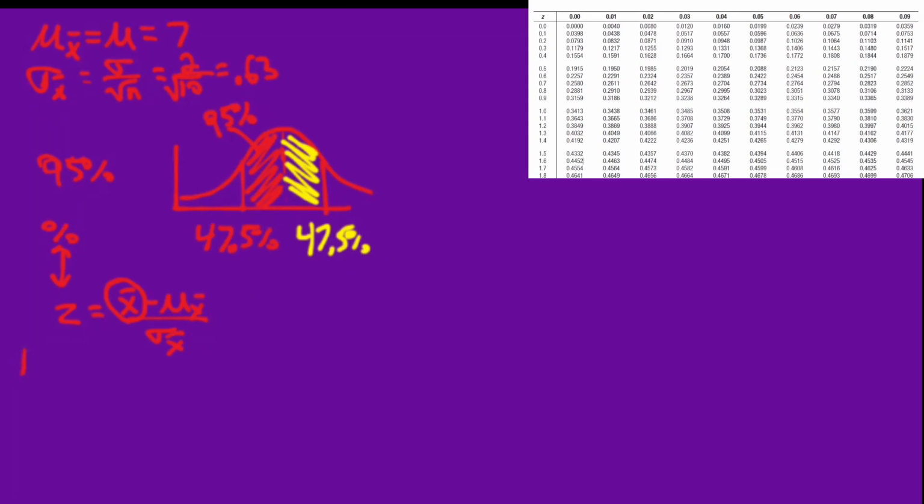So 1.96. Okay, and that's the precision. The empirical rule tells us 2, but the actual exact value here is 1.96. So we can use that. So 1.96 is equal to, we still don't know x bar, but we do know these other values, right? We know this is 7 and we know 0.63. And so now we have what we need to solve for x bar.